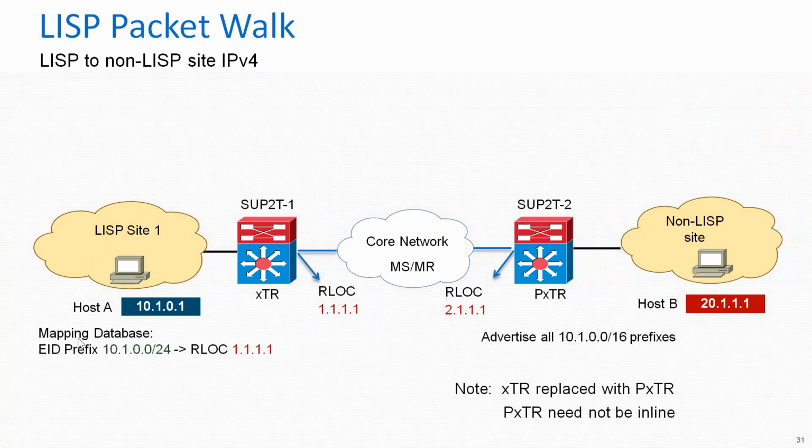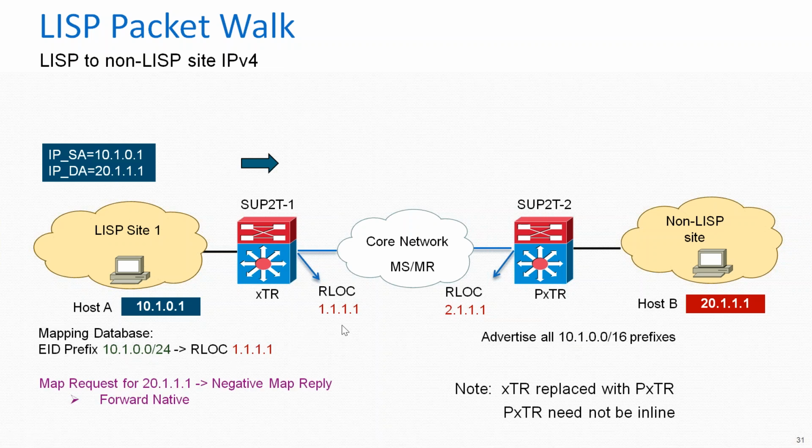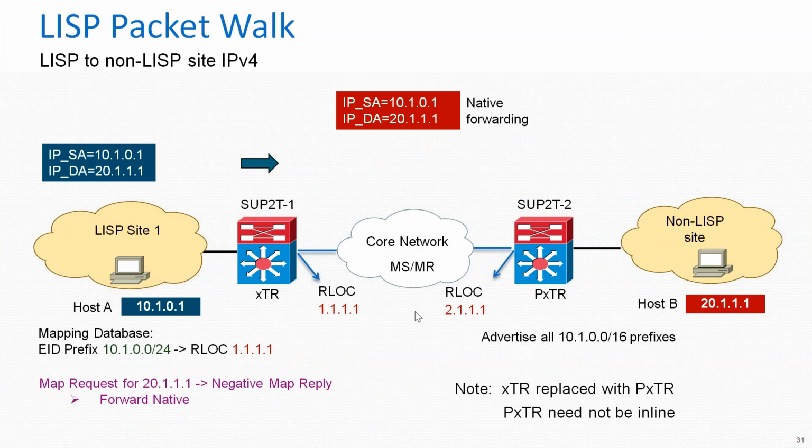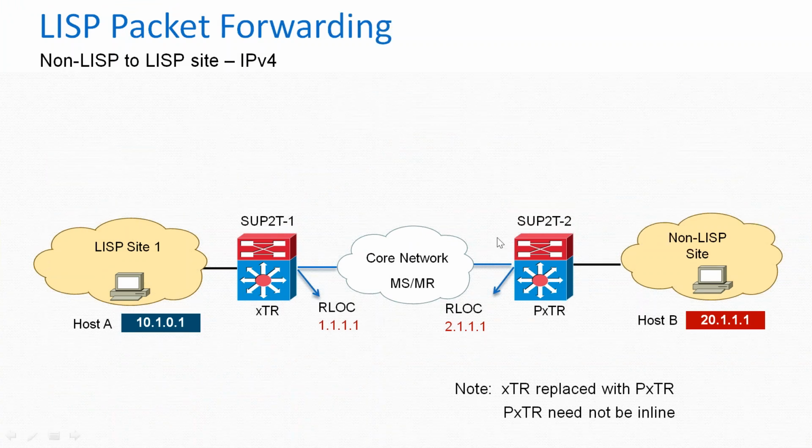So your packet will start. We have the mapping database for 10.1. The locator is 1.1.1. This is the source. This is the destination. Now what will happen, because you are going towards non-LISP, once the packet reaches here, the map request for 2.1.1.1 gets a negative map reply, forward natively. So you will get a reply that you have a negative reply for this. That means you have to forward it natively, because this is the non-LISP destination. Okay. And for the return traffic, let's complete this animation. It is going natively.